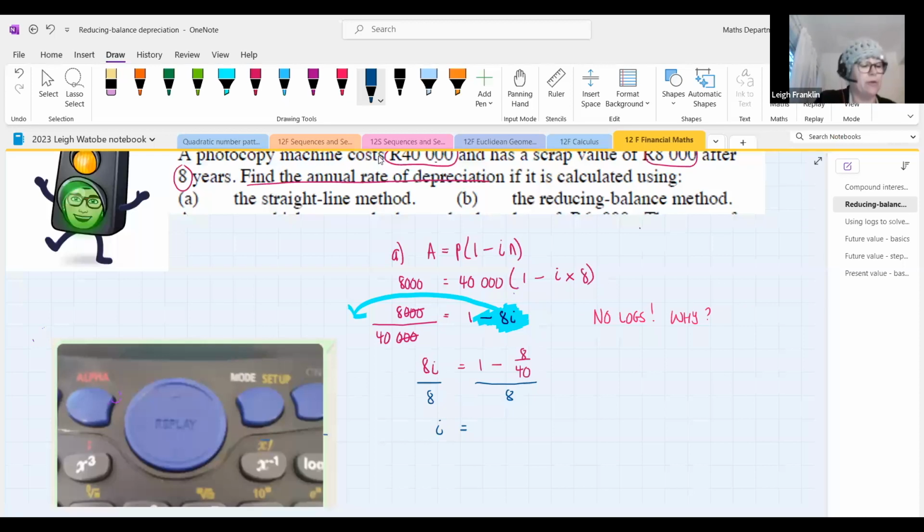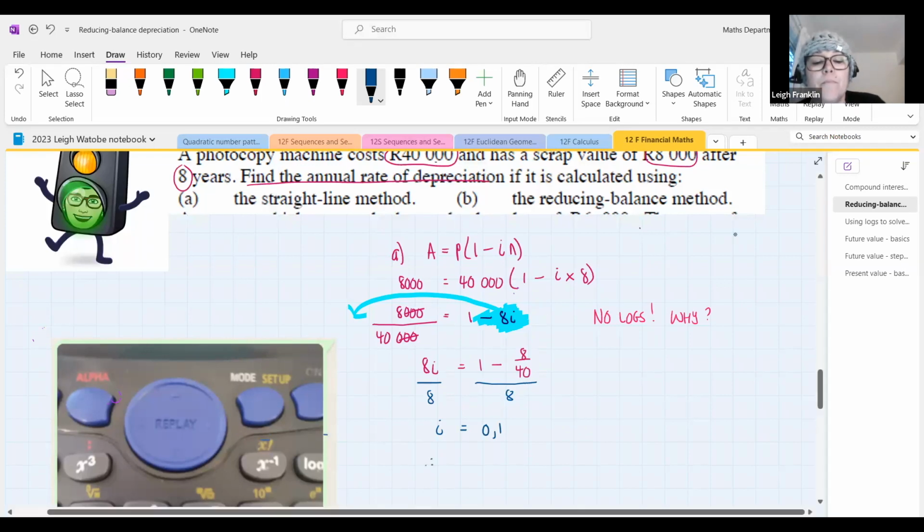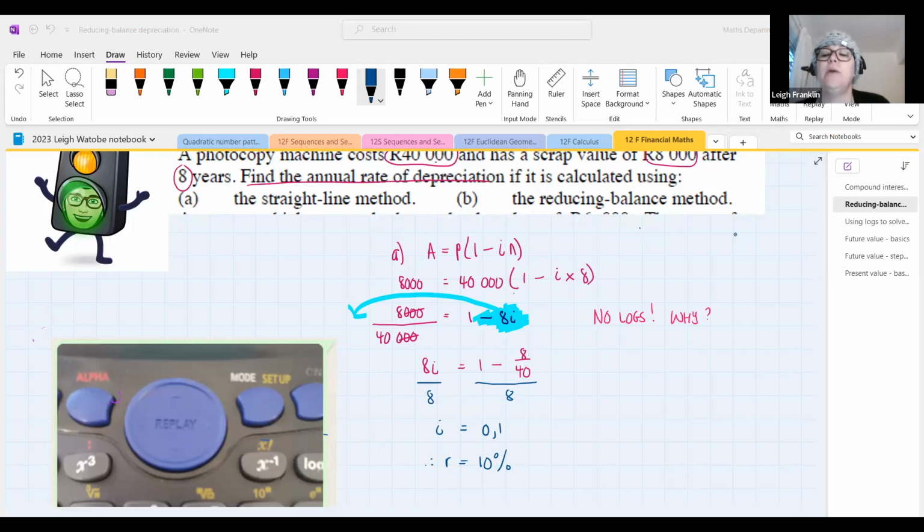Now you can pick up your calculator. Okay. Are you getting 0.1? Getting the same answer as me? Okay, good. Well done, everybody. There we go. Lovely. Okay, so we've calculated the rate. Lovely.